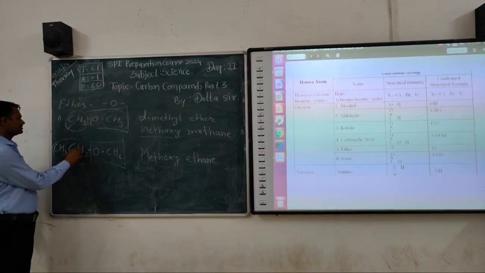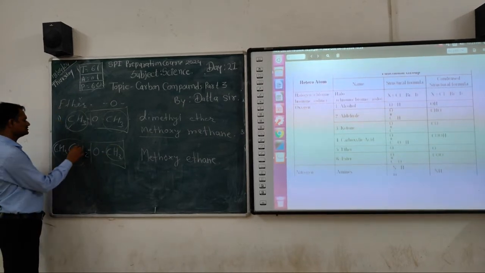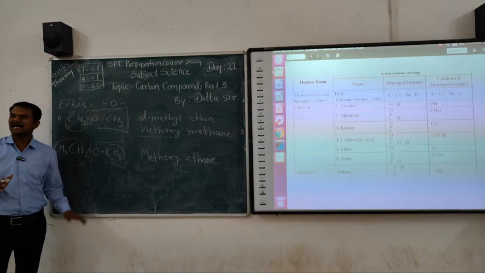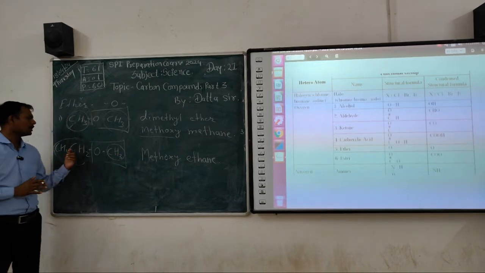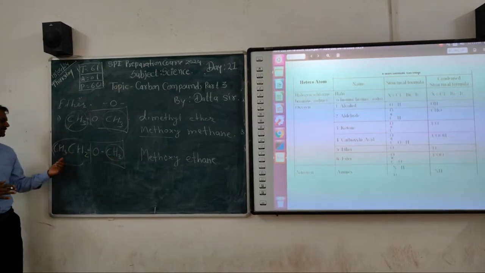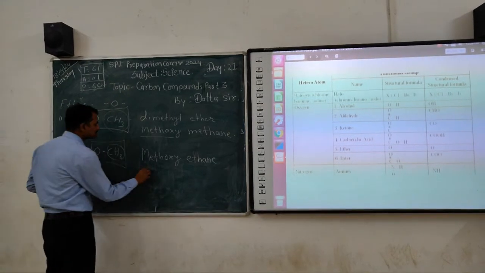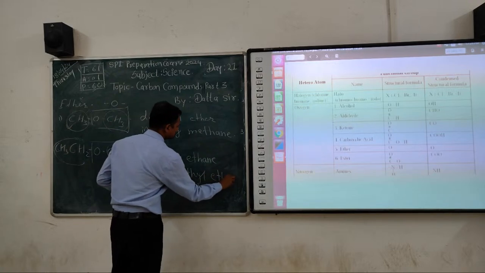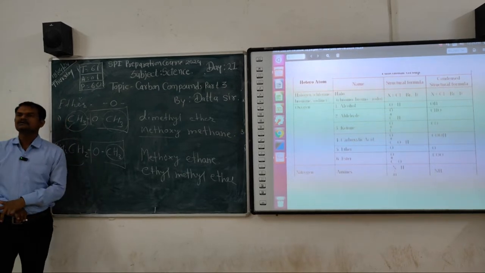And the common name? It should start with alphabetical order, ABCD. Which is first, methane or ethane? Methane starts with the letter M and ethane starts with E. So we use alphabetical order for the common name. What will it be? Ethyl methyl ether. Have you got it? In this way we can write the names of ethers.